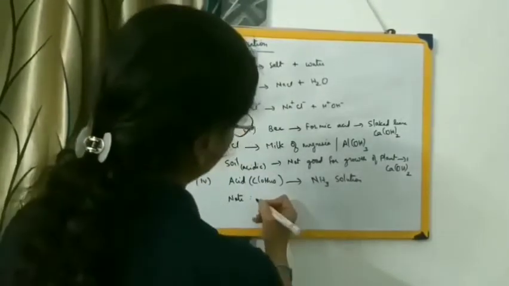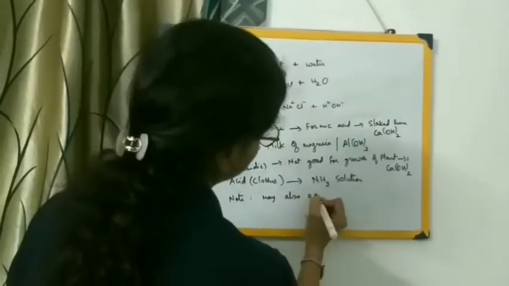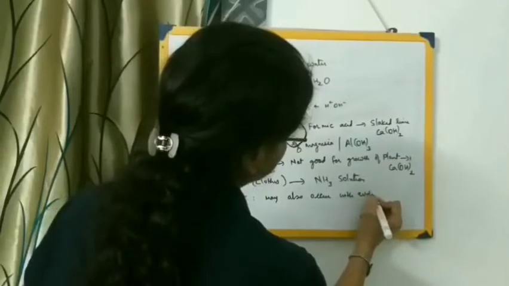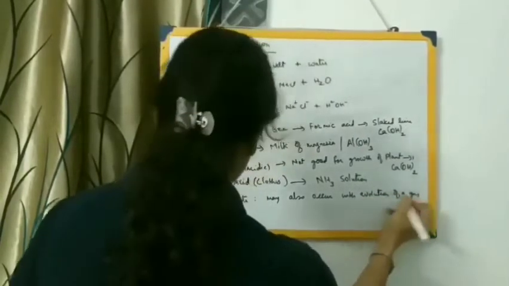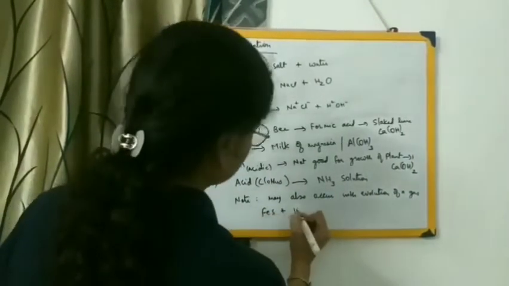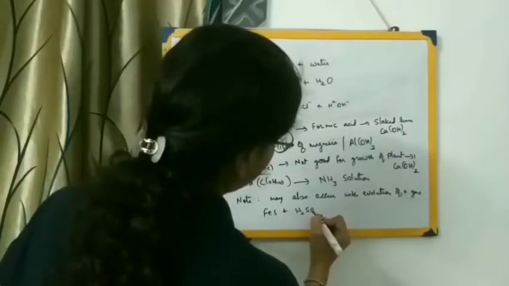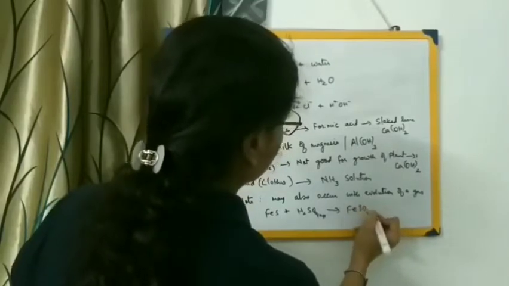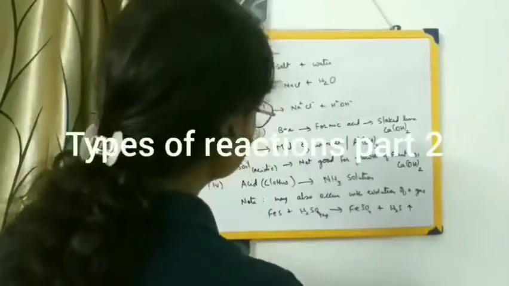Another thing about the double decomposition reaction is what? Sometimes it may also occur with the evolution of a gas. Let me give an example of this particular type, that is FeS plus H2SO4, sulfuric acid in the aqueous condition, will react with it, forming FeSO4 plus hydrogen sulfide, which is gaseous. So a gas has been released.